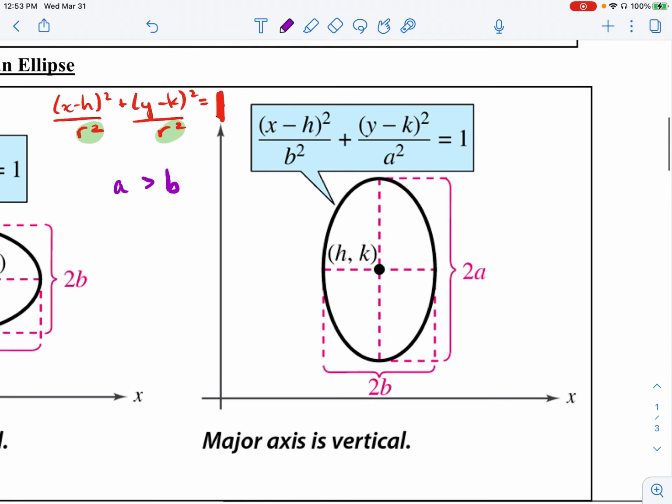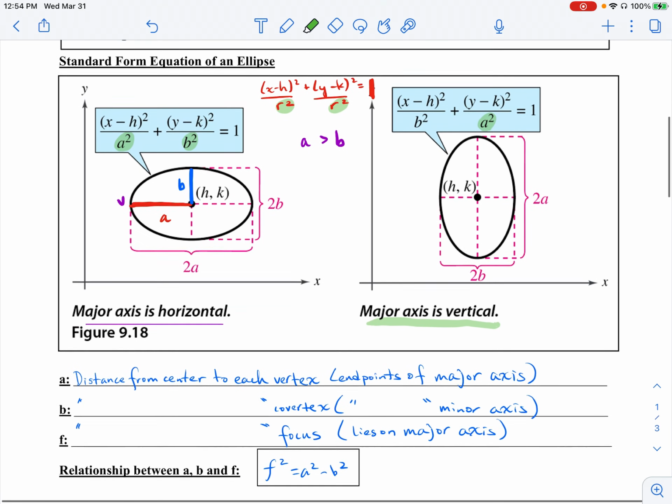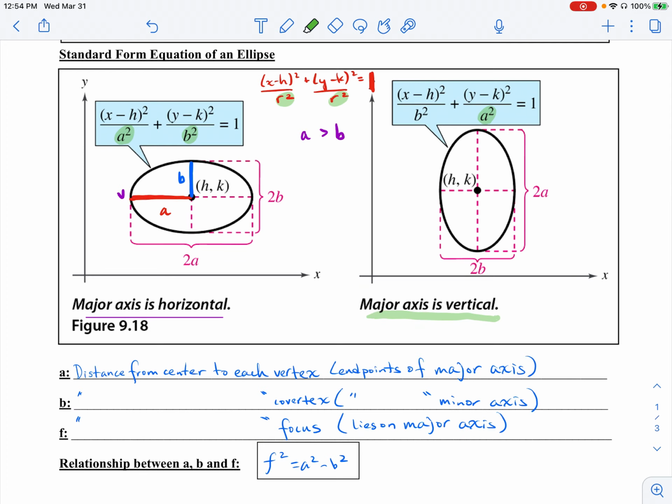Compare that to this equation. This time our A squared is underneath our y, in which case our major axis is now vertical. So it's going to tell you the orientation of the ellipse. Our definitions for A, B, and F, or A, B, and C, depending on whether you're going with a textbook variable, are all written out here. I'll let you pause the video and write these down if you need to.